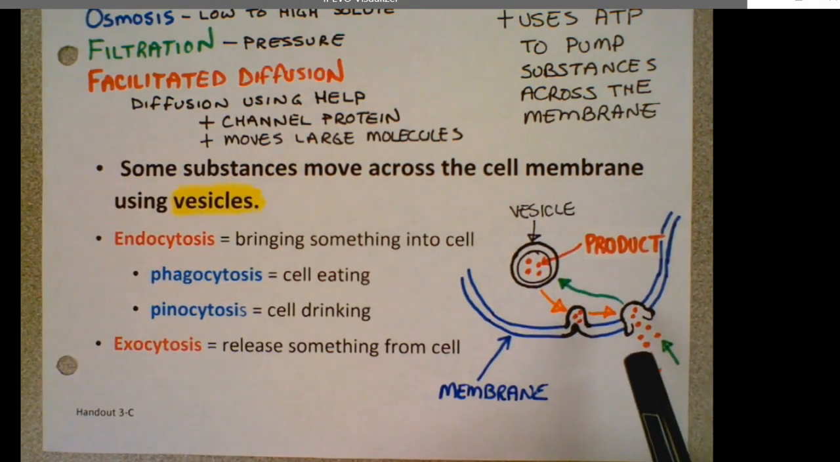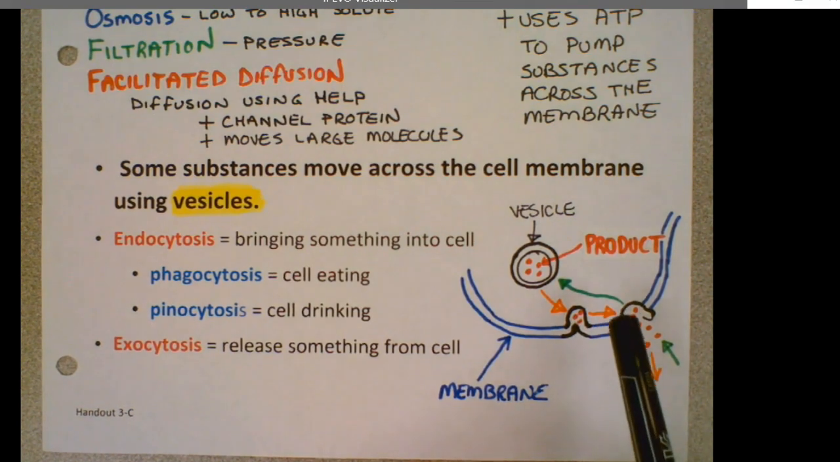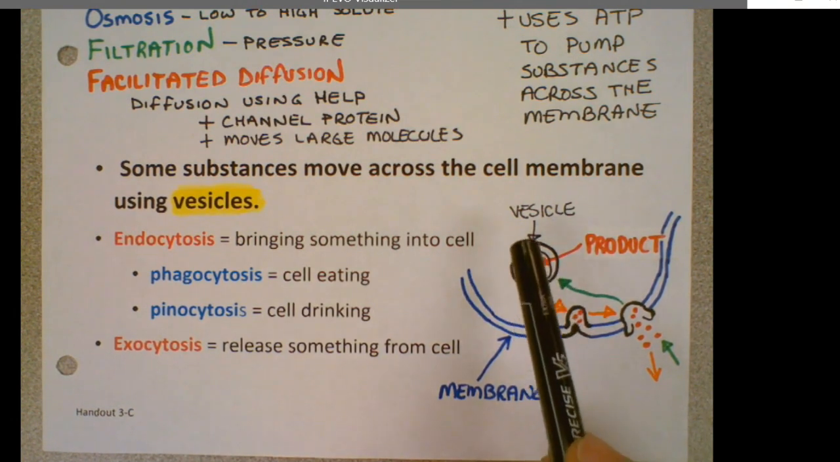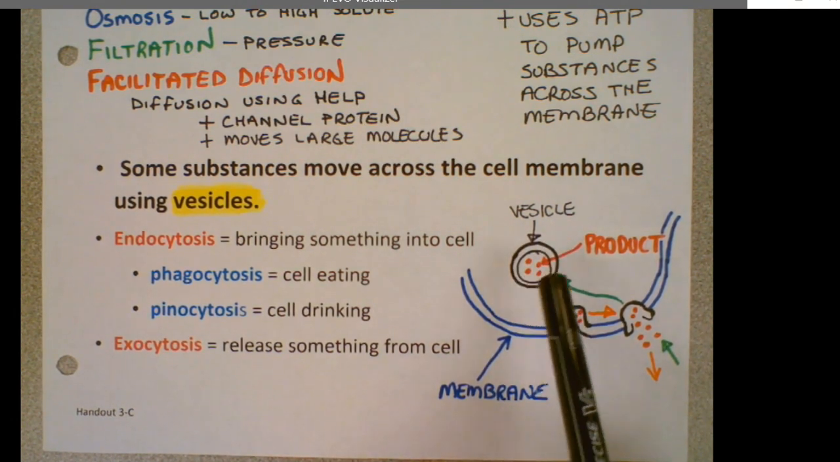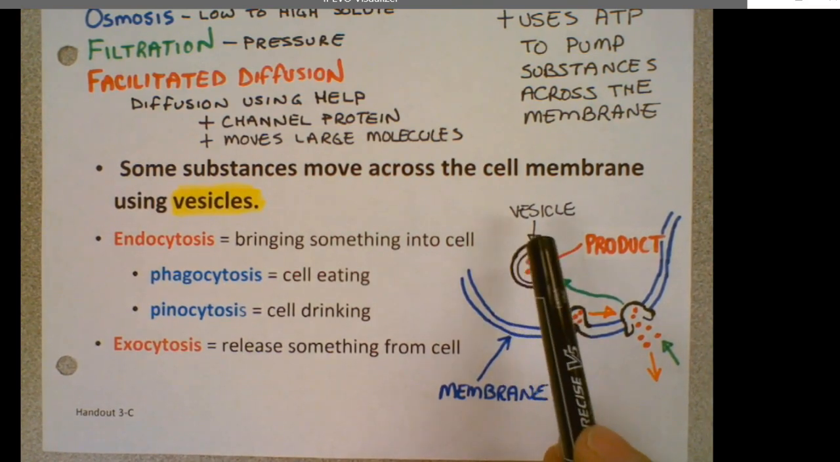So imagine my little orange dots here are bacteria. The cell can engulf that bacteria with a plasma membrane and bring that into the cell to be digested. So what we form is this circle of plasma membrane that we call a vesicle.